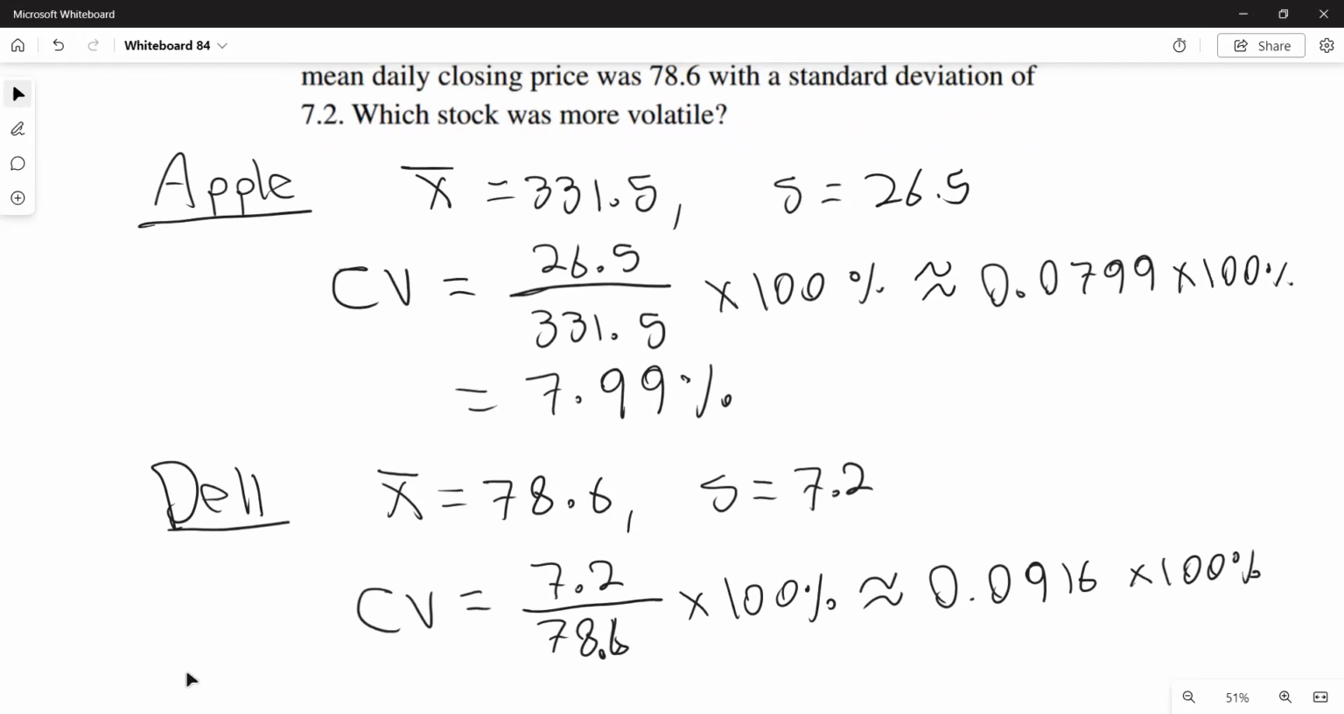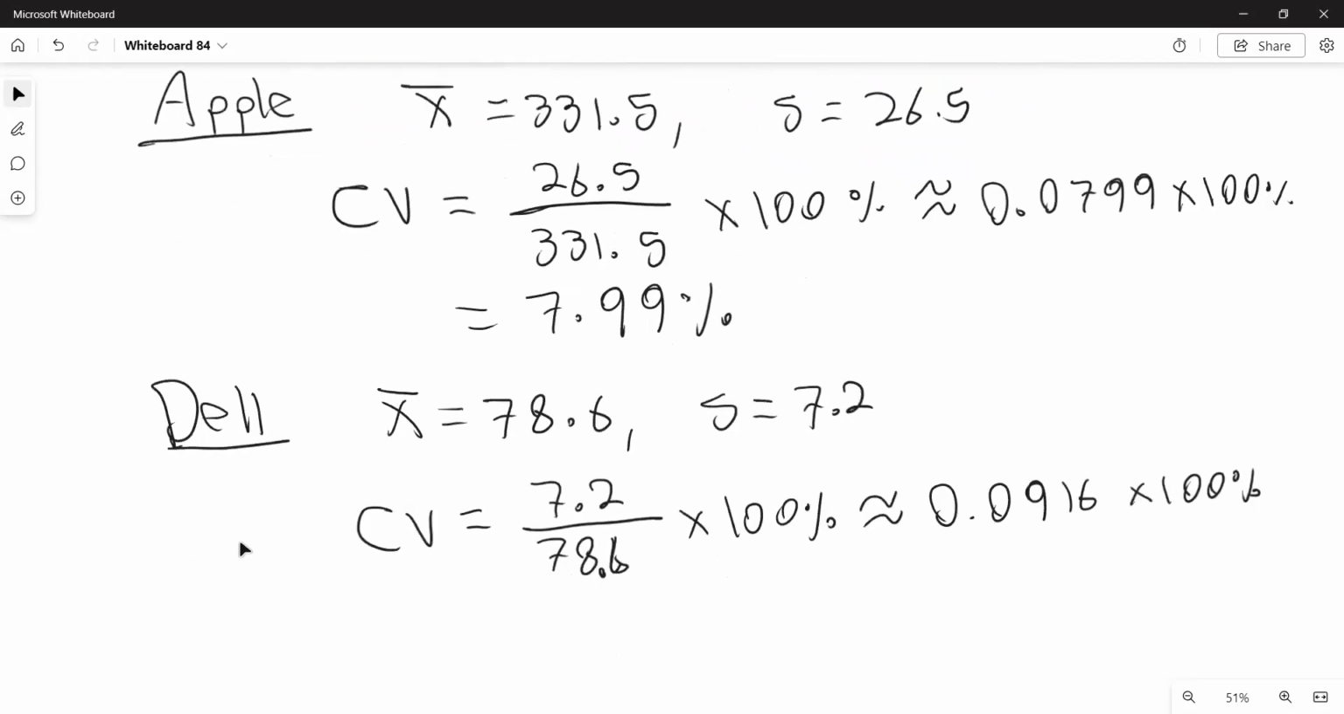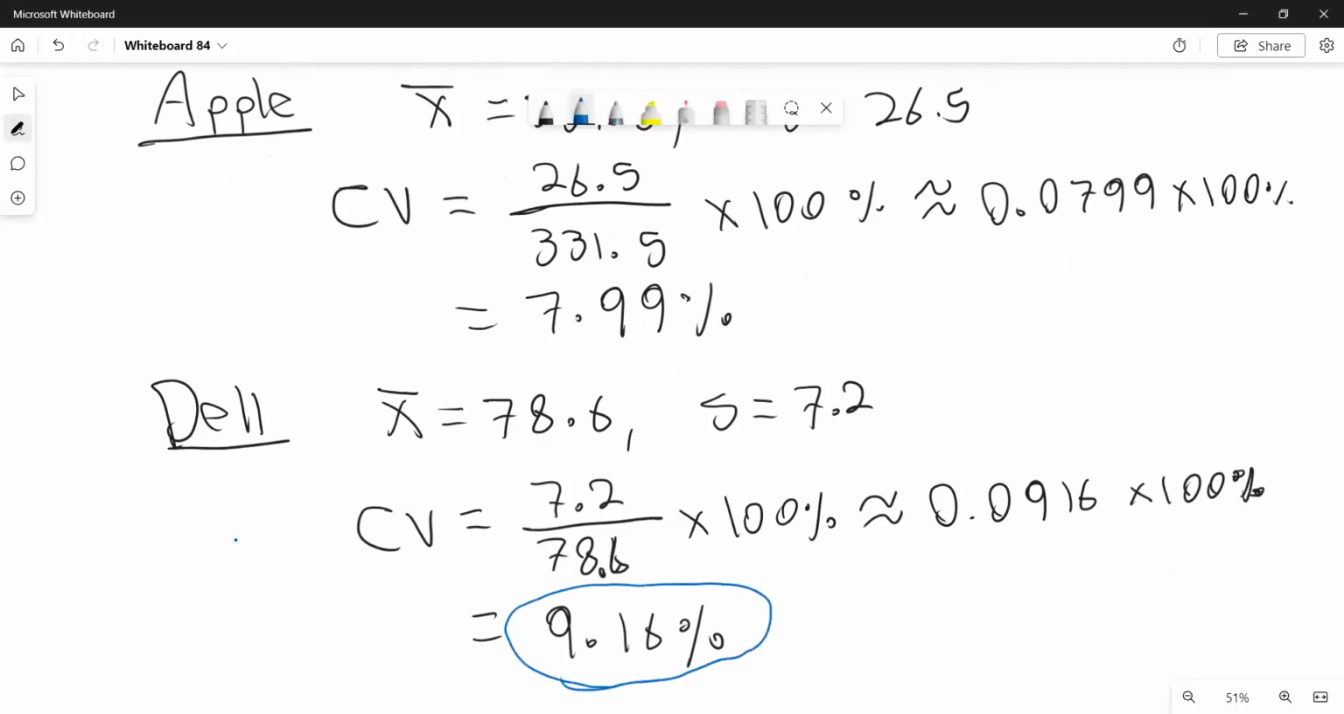Okay, so even though the standard deviation of Dell stock is significantly smaller, the stock is more volatile because it has a smaller mean, but it doesn't have as much presence as Apple. So at the end, this was higher. So the stock was more volatile.